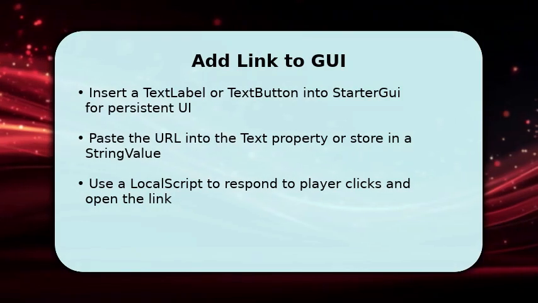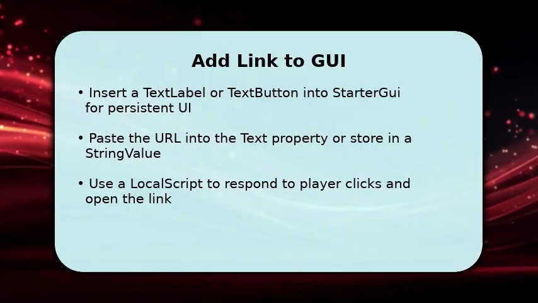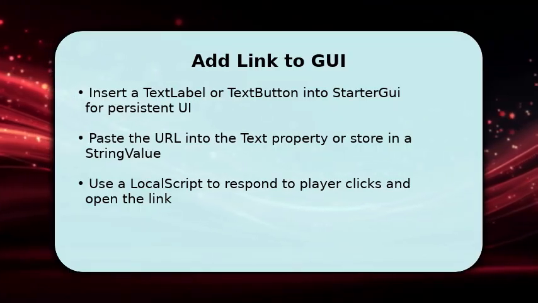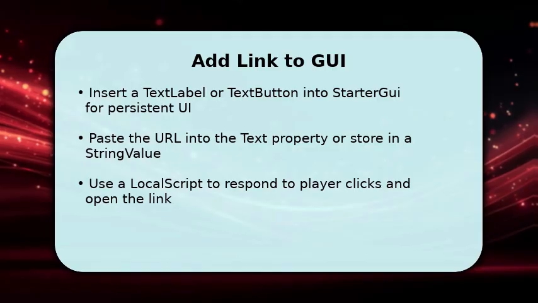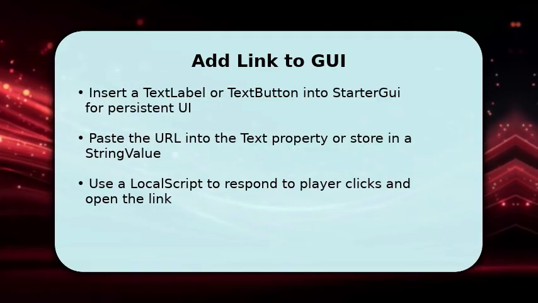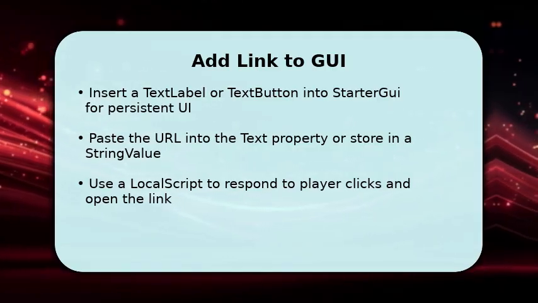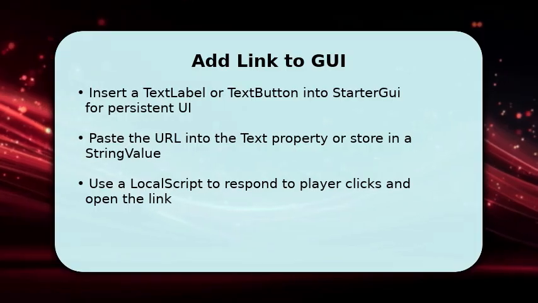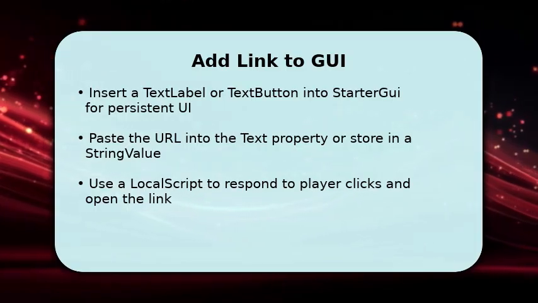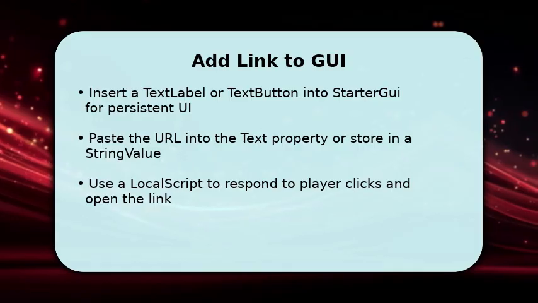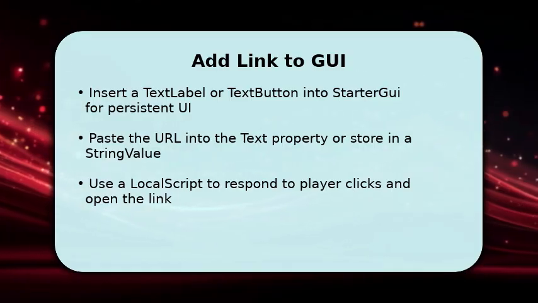Now you add the link into the game interface. Place a text label or text button in StarterGui so every player inherits it. Then paste the copied YouTube URL into the text property or put it in a string value for cleaner code separation. Next, attach a local script to the button that listens for Activated or MouseButton1Click.